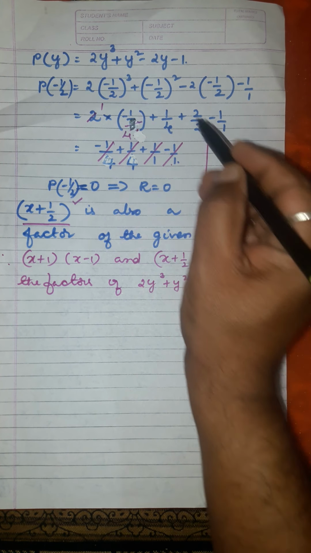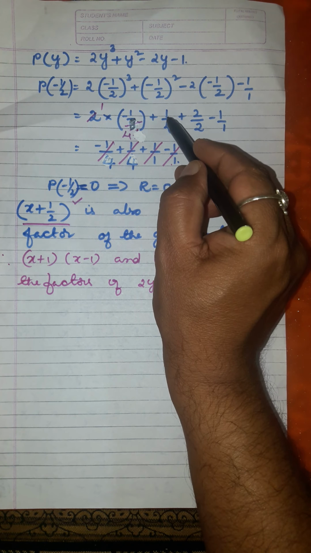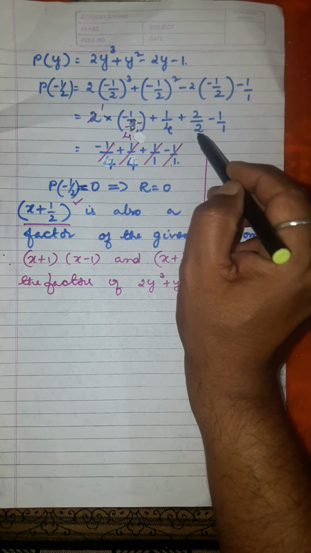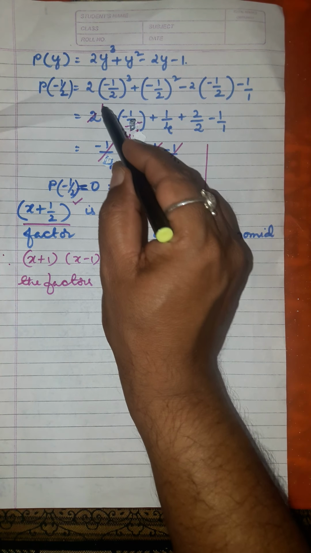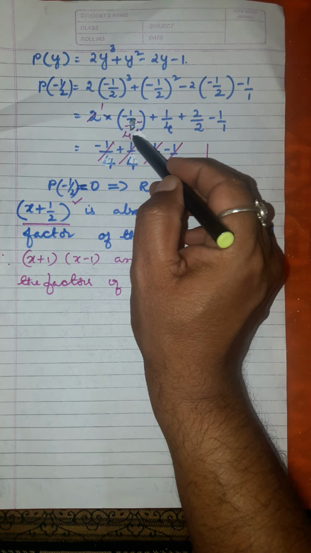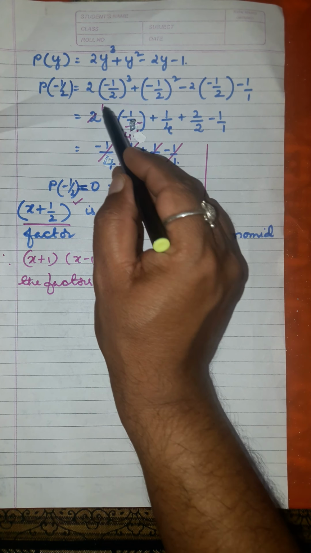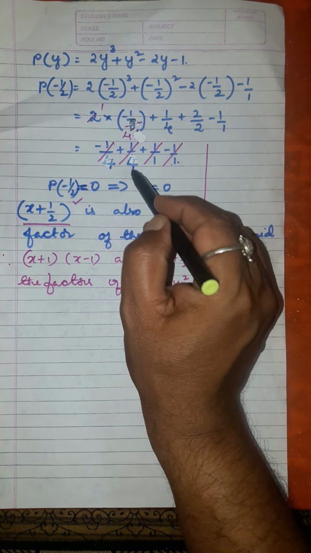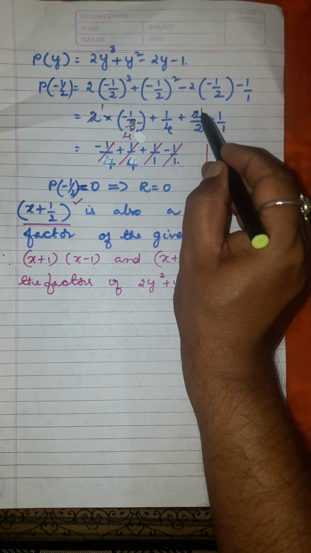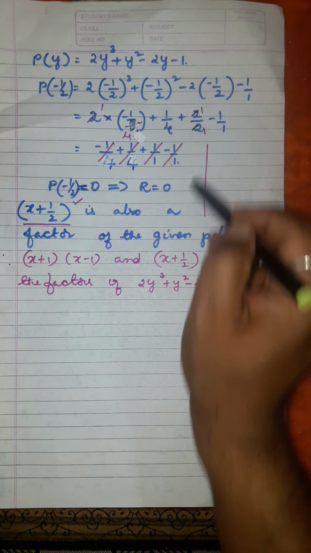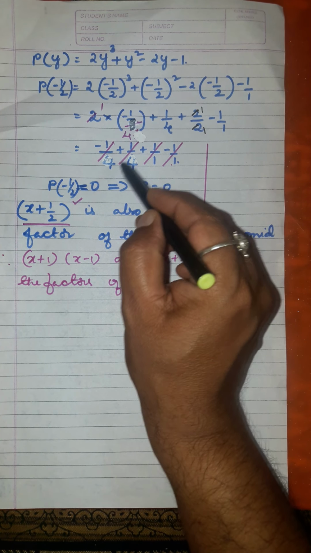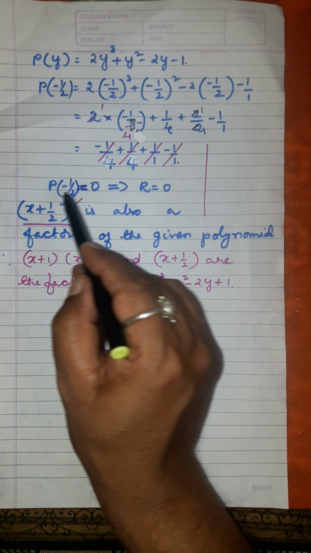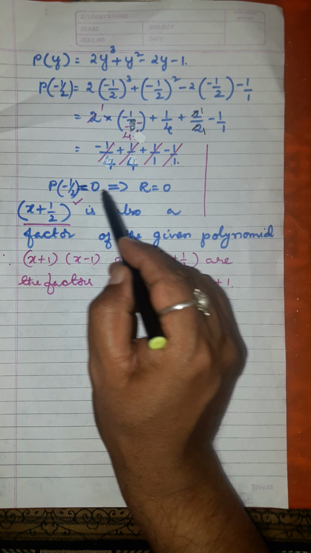4 8s are 8, it becomes here 8. Then plus, minus into minus plus, 1 into 1 is 1, 2 into 2 is 4. Minus into minus plus, 2 into 1 is 2, over 2, minus 1 over 1. We are dividing by cancellation method. Plus 1 into minus 1, minus 1. Here 4 is there as it is, plus 1 over 4. And the 2s get cancelled. So 1 over 1, minus 1 over 1. So here minus 1 over 4 and plus 1 over 4 get cancelled, and plus 1 over 1 and minus 1 get cancelled. So p of minus 1 by 2 is equal to 0.